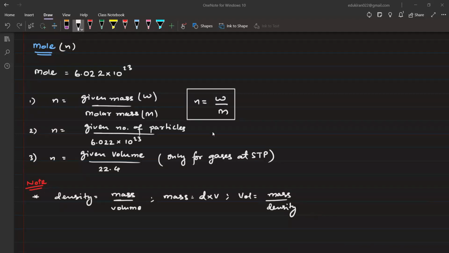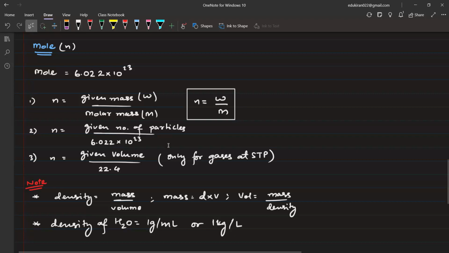And also one more thing is that density of water, density of H2O, is equal to how much? It is equal to 1 gram in 1 ml. Or you can write 1 kg in 1 liter. 1 kg per liter, 1 gram per ml or 1 kg per liter. Okay, this is the density of water. One more piece of information that is going to be very helpful for you.